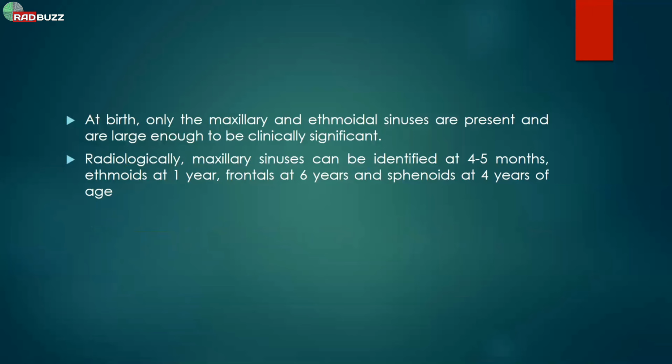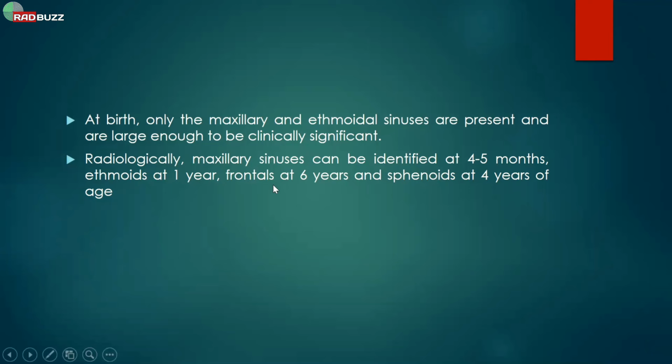Now, all the sinuses are not present at birth. The maxillary and ethmoid sinuses are usually present there, and they're large enough to be significant. So you need to remember that in pediatric age group, especially before 5, only ethmoid and maxillary sinuses are there, and rhabdomyosarcomas or other tumors are usually associated with these. Radiologically, maxillary sinuses can be identified at 4 to 5 months on all the imaging modalities. Later on, then ethmoid sinuses, then sphenoid at the age of 4, and frontal sinuses at the age of 6.